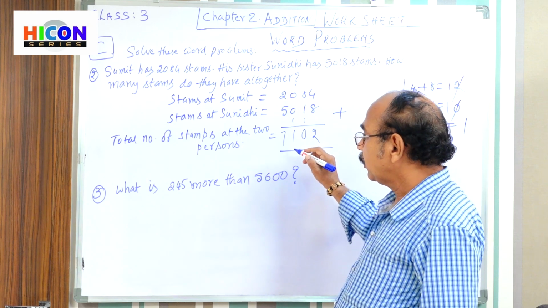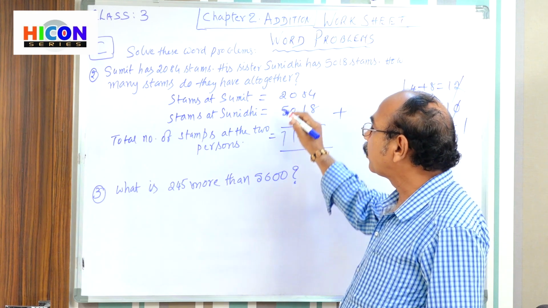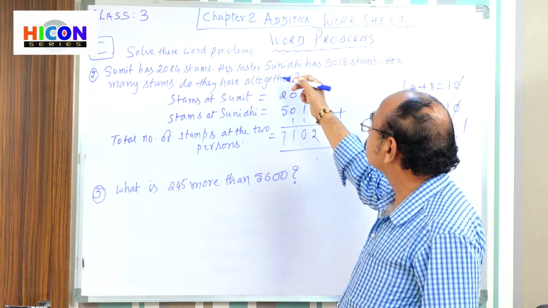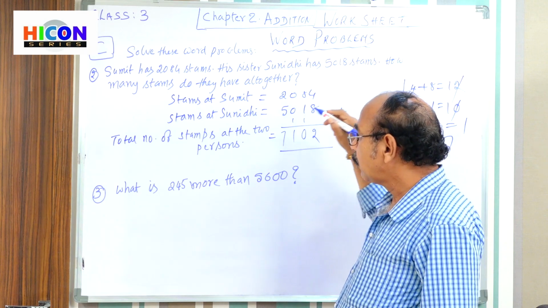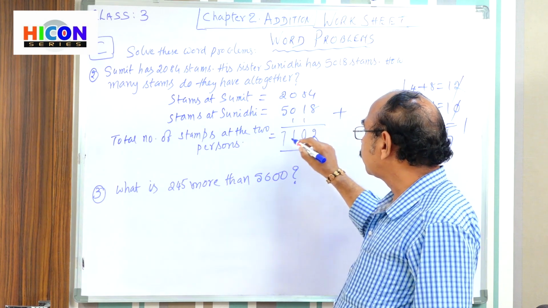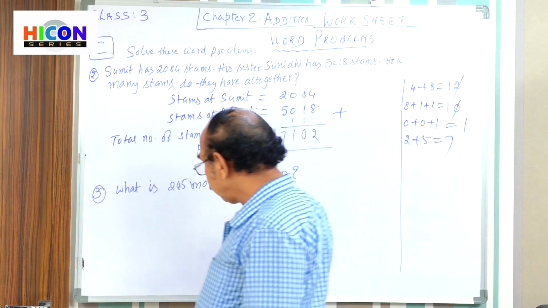So totally, how many stamps in the hands of the 2 persons? Here 2 persons means Sumit and his sister Sunidhi. Altogether, both are having 7,102 stamps. Okay.